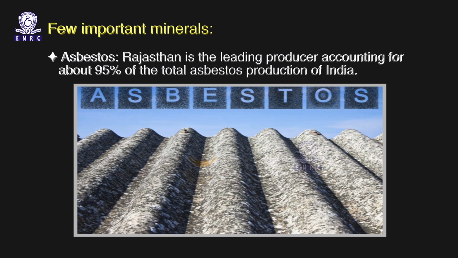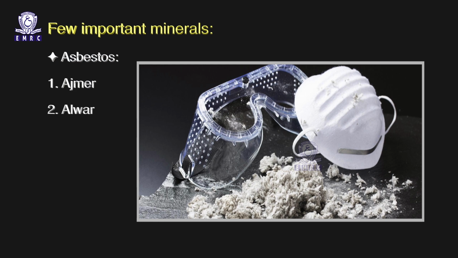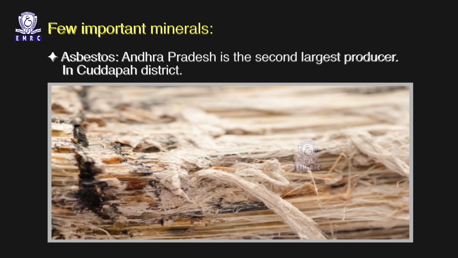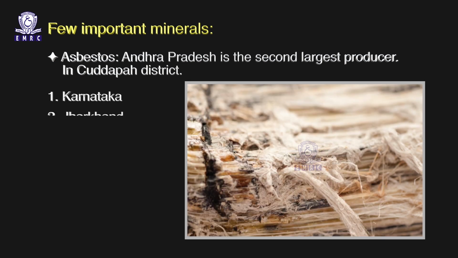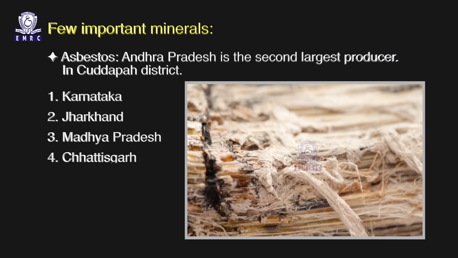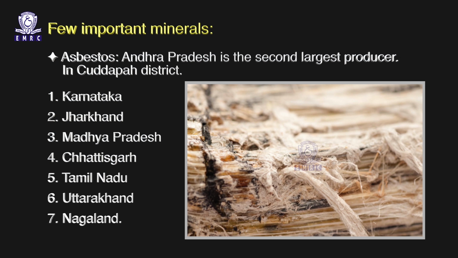Rajasthan is a leading producer, accounting for about 95% of the asbestos production of India. It is mined in Ajmer, Alwar, Dungarpur, Pali and Udaipur districts. Andhra Pradesh is the second largest producer. It is produced in Kadapa district. It is also mined in Karnataka, Jharkhand, Madhya Pradesh, Chhattisgarh, Tamil Nadu, Uttarakhand and Nagaland.